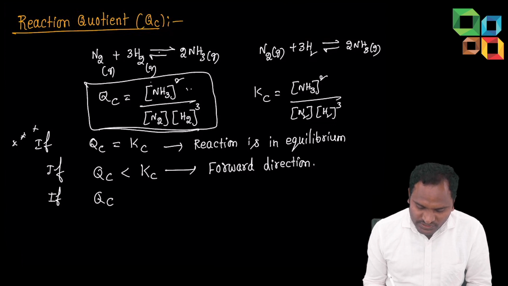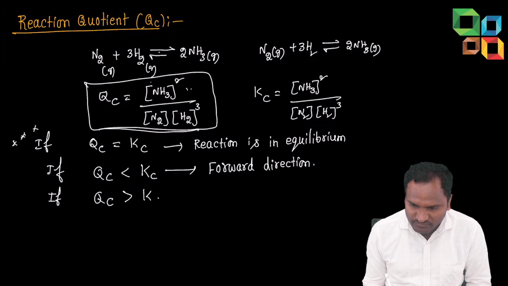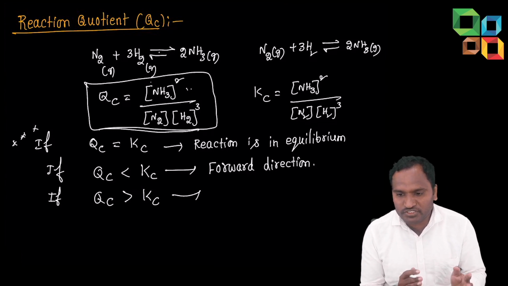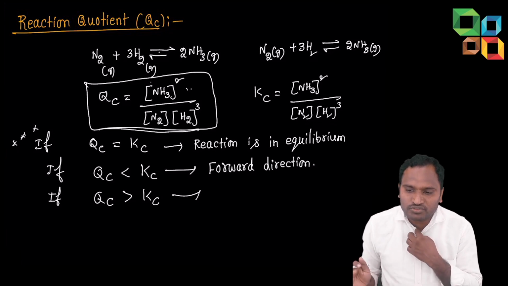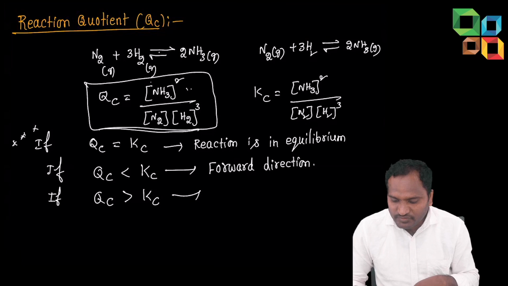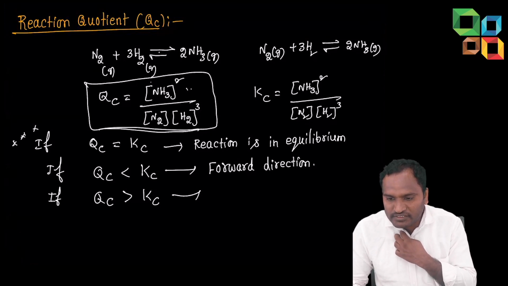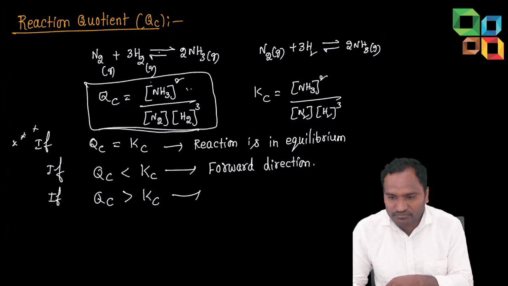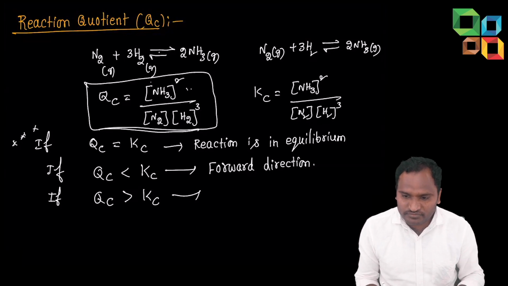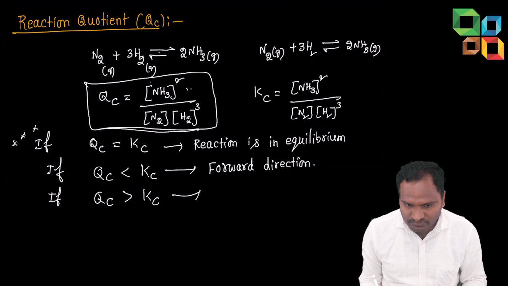If QC is greater than Kc, just observe the Kc value every time. If you find the first explanation difficult, consider the second explanation, it will be easy for you. QC is greater than Kc means the Kc value is less. Kc value less means the product concentration at equilibrium is less. Less means the backward reaction is taking place. It is moving to the reactant side. This is a simple process.